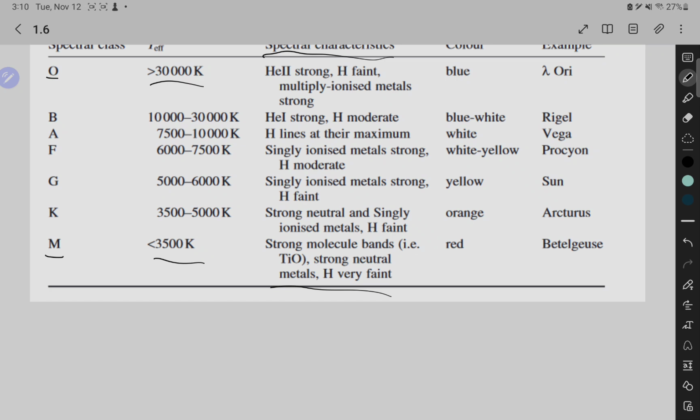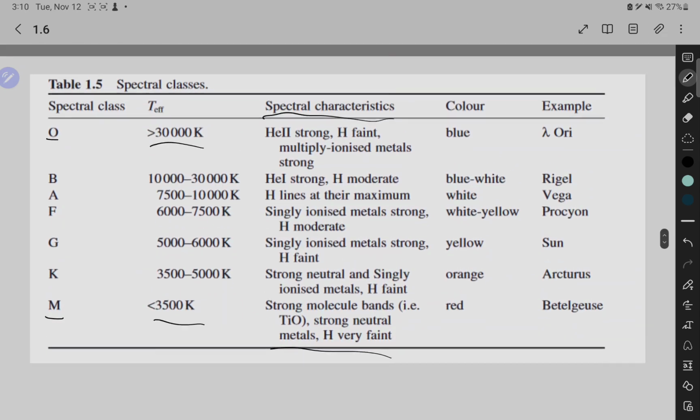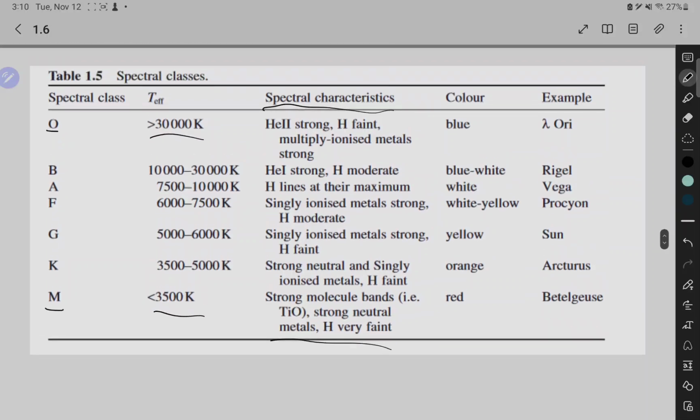So there are some strong molecular bands here. And there's also strong neutral metal. What that means is that there are metals that haven't been ionized. They're just metal sitting there. There's barely any hydrogen yet, and hydrogen here is very faint. That is because the temperature is not high enough to raise the hydrogen level, right? And then as the temperature gets higher, you can see, okay, once you get to K, then this becomes strongly neutral and singly ionized metal.